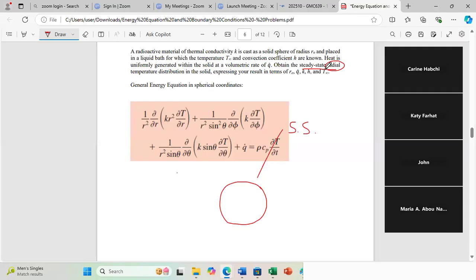Because of symmetry, no variation with angle. So temperature is varying only in R direction. So we can consider that del T by del phi and del T by del theta are equal to 0, and we just have variation with radial direction. So this is the term showing variation of temperature with R.